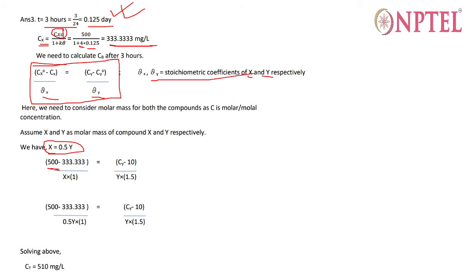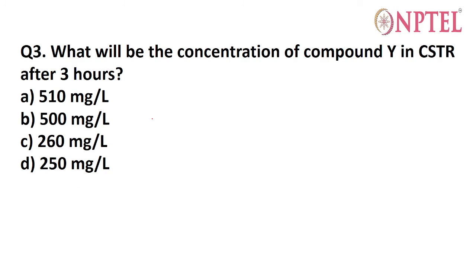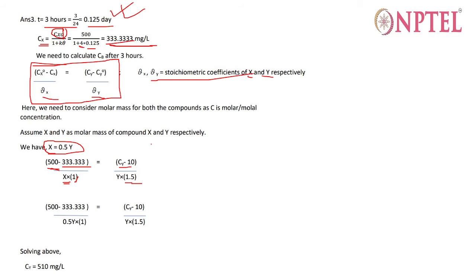So 500 was the initial. Now after 3 hours, that is 333.33. So now we can see that we are getting this CY minus 10, right? And then here, I have to write first the stoichiometric portion, that is nothing but 1 in case of X, and in case of Y, that is 1.5, right? See, here is 1 and 1.5. This was the stoichiometric coefficient, and then you have to convert it, right?